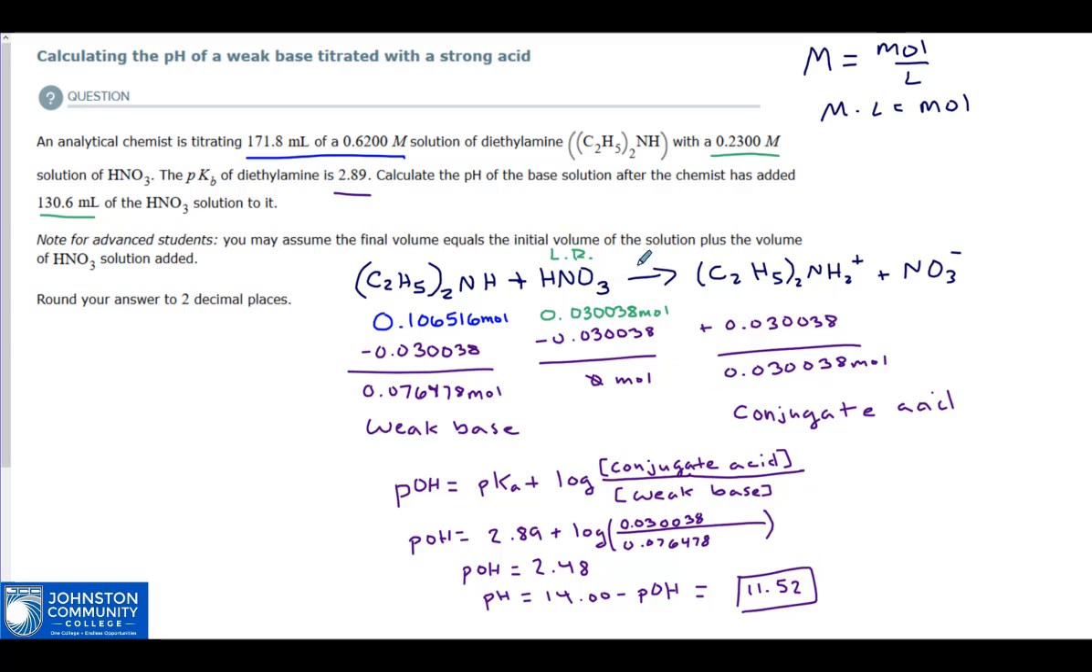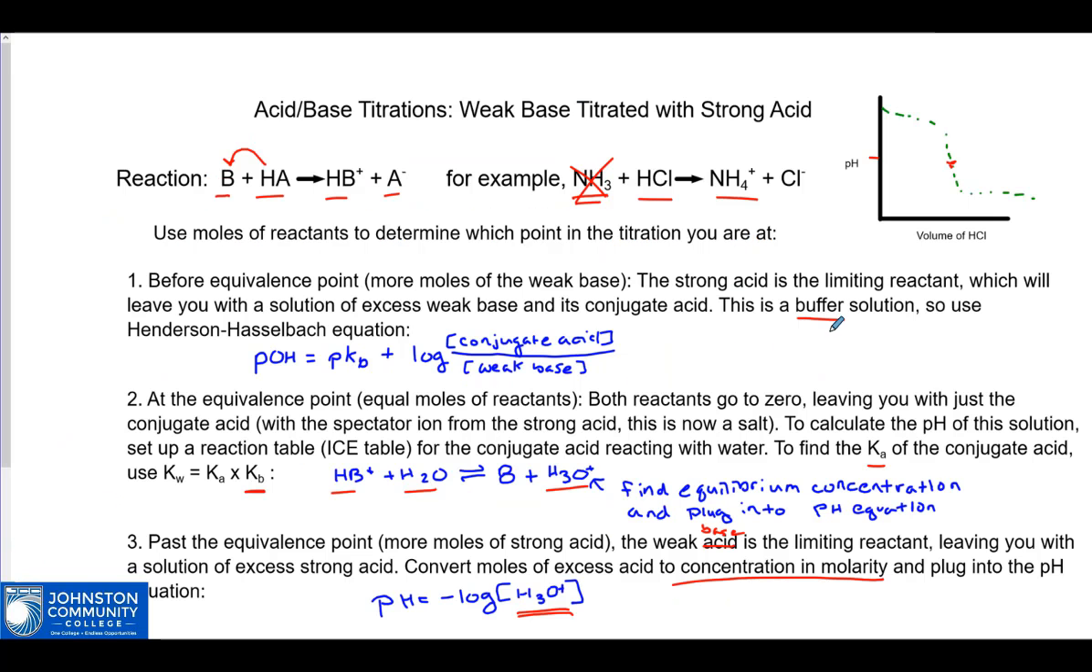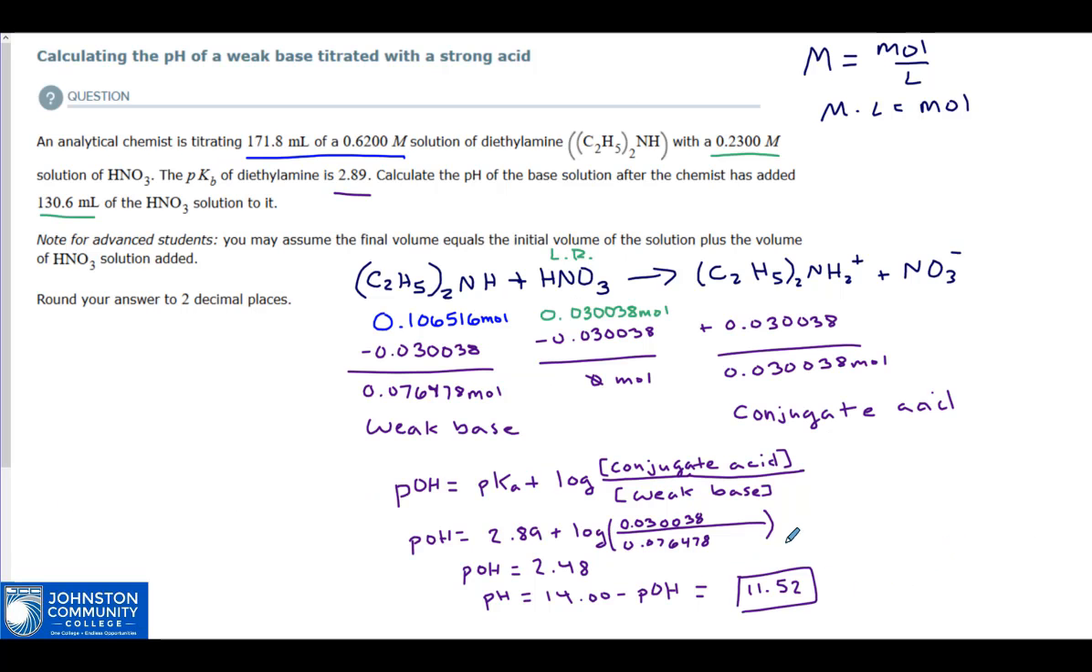So to recap, we identified that we were before the equivalence point. So if I compare that to what I would expect for a weak base strong acid titration, I am somewhere in this area, so I expect a very high pH, much greater than 7, and sure enough, I do get a high pH. So that is how to find the pH of a weak base strong acid titration.